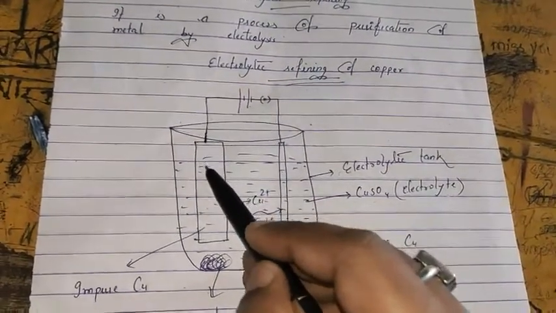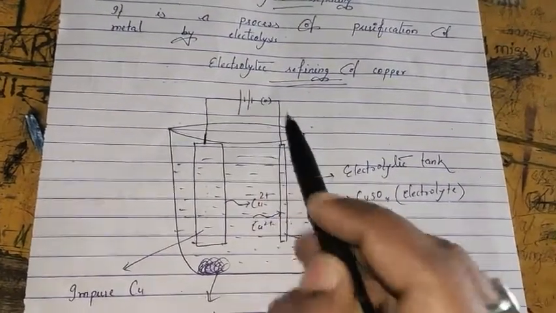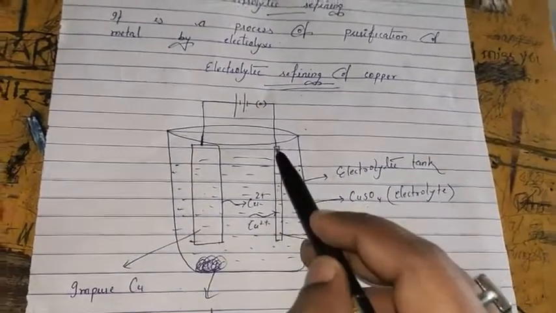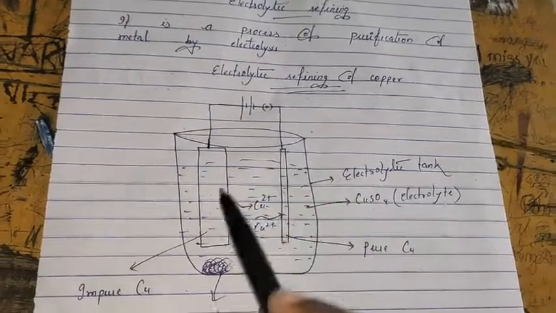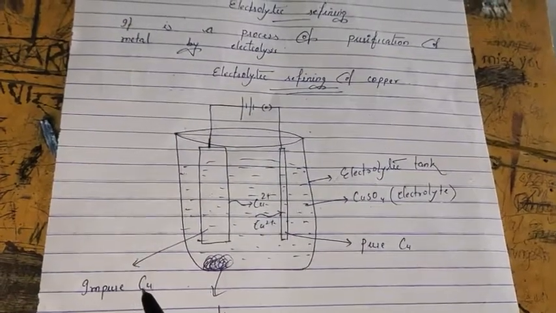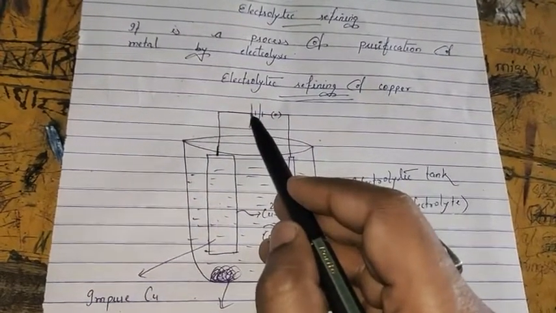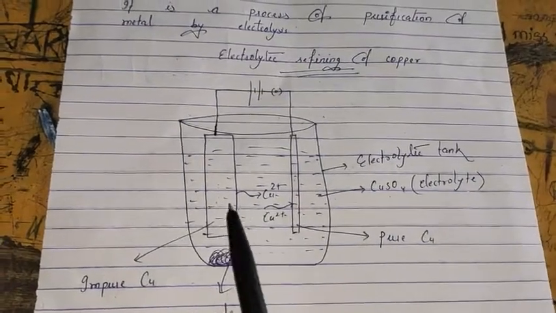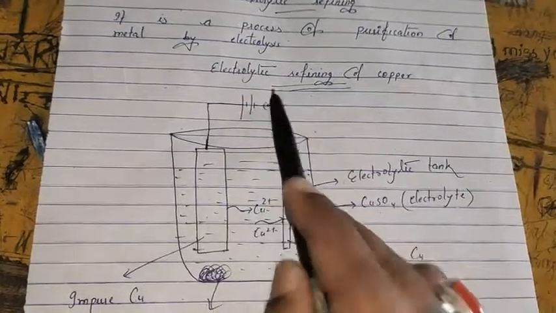Then this impure copper rod is connected to the positive terminal of the battery, and this thin rod, which is the pure copper rod, is connected to the negative terminal of the battery. Means the impure copper rod is made the anode. The impure copper rod is connected to the positive terminal of the battery. That's why we can say that impure copper is the anode and pure copper is the cathode.